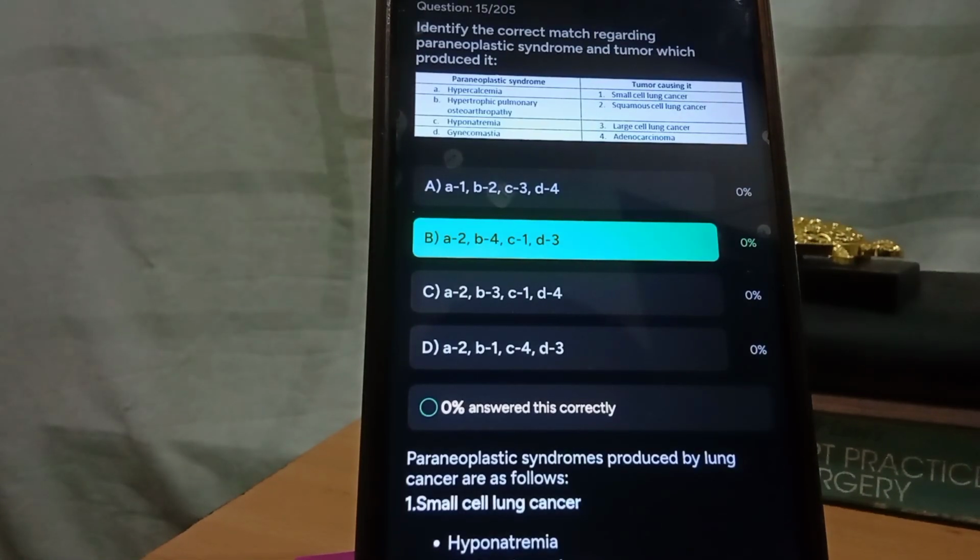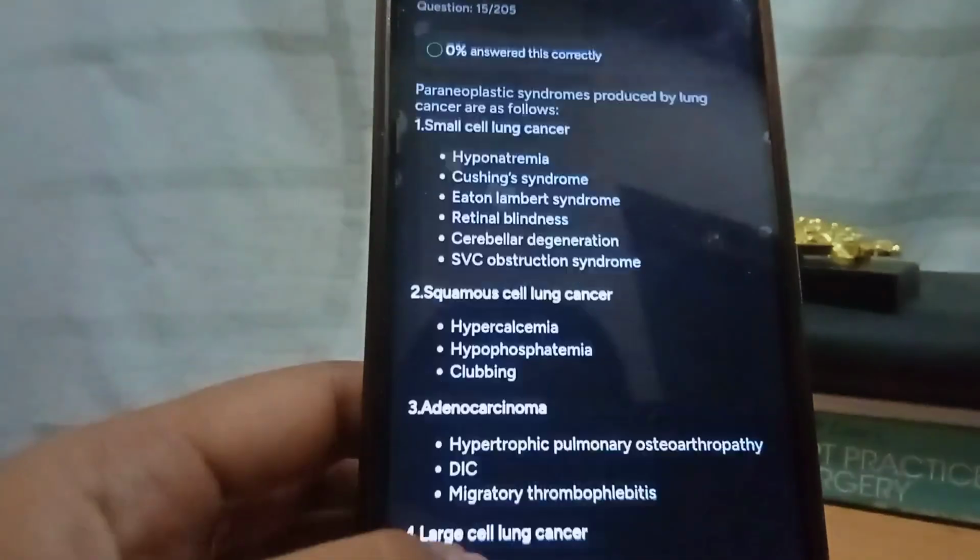So the answer is A2, that is hypercalcemia, is seen in squamous cell lung cancer. Then B4, that is hypertrophic pulmonary osteoarthropathy, is seen in adenocarcinoma. C1 is hyponatremia and small cell lung cancer, and D is gynecomastia and is seen in large cell lung cancer. So here we can see the answer.